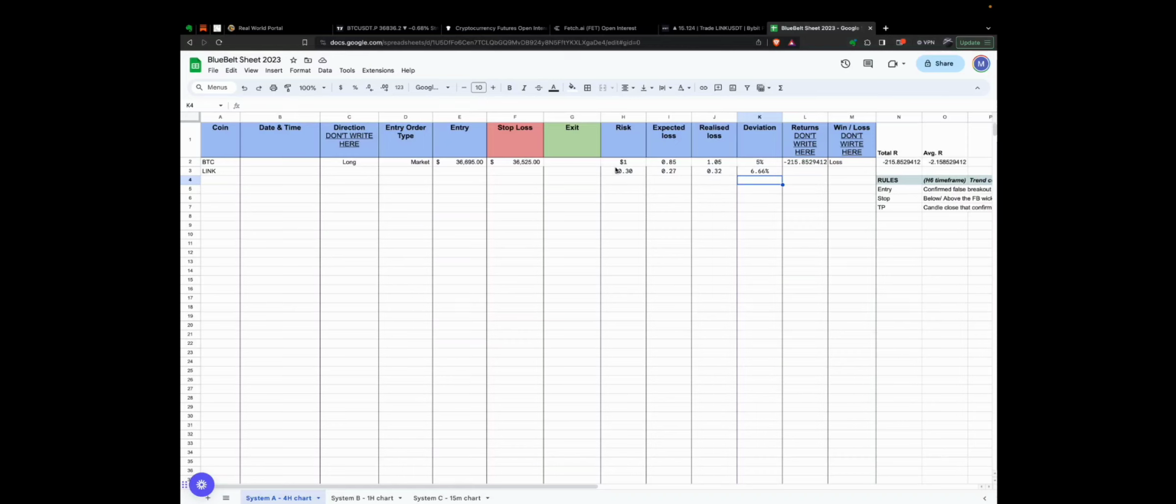The main thing is that if your risk is $2, right, and your expected loss is like 180, make sure that your realized loss is under 220. That's all you're trying to do. So if it's 214, great, you're under $2.20, 10% deviation. And then of course, mark that deviation, whatever it is.